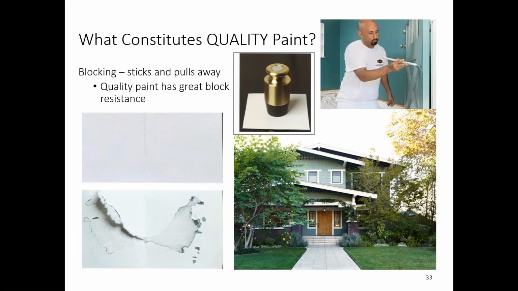If they pull it apart and it doesn't stick, this has excellent anti-blocking characteristics. Flat paint doesn't block, but you're not going to paint a door with flat paint. You're going to use something with sheen. So it's really important when you shut that door that it doesn't stick to the other surface. So that's why this is important.